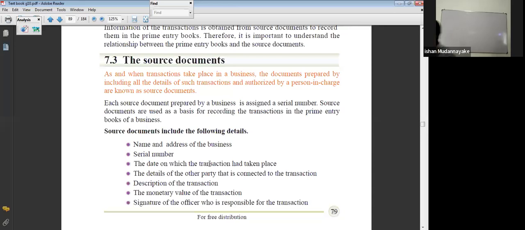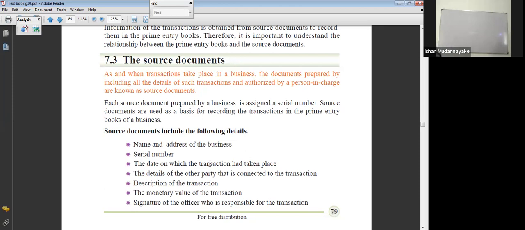A source document means, for example, if you purchase something from the KL supermarket, they will issue a bill. That bill is a source document. When you purchase something from the Cargill Food City, they will issue a bill. That bill is a source document. To prove that purchase of goods, you can use that bill.